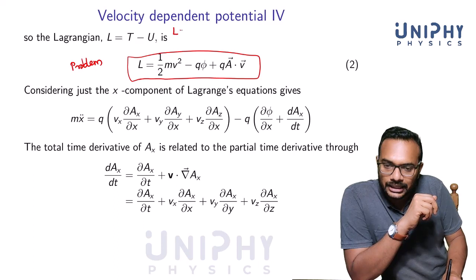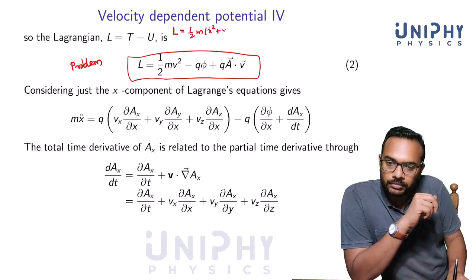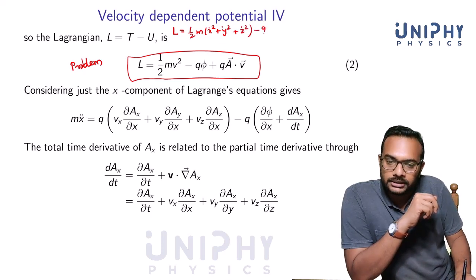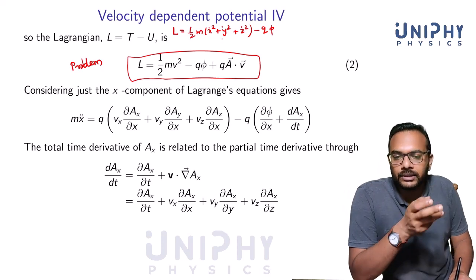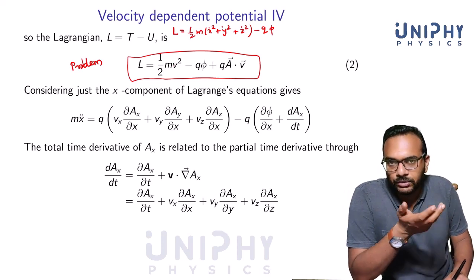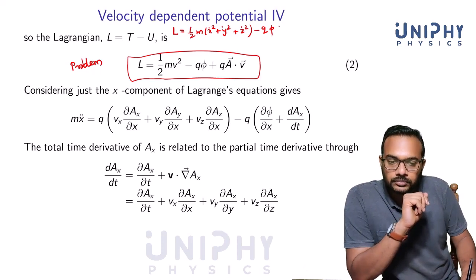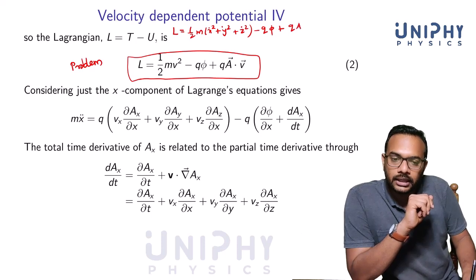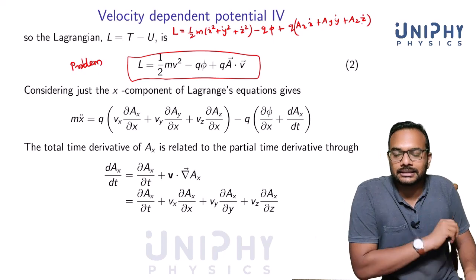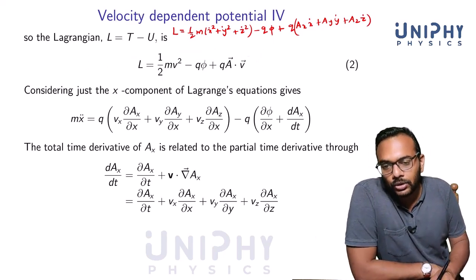We can write the Lagrangian in this form: L equals half m (x dot squared plus y dot squared plus z dot squared) minus q phi. Why do I write x dot squared plus y dot squared plus z dot squared? Because that's v squared basically, it's v vector dot v vector. Then plus q A vector dot v vector, which I will write as Ax x dot plus Ay y dot plus Az z dot. That's the Lagrangian. Now actually you know how to do the rest of the problem.